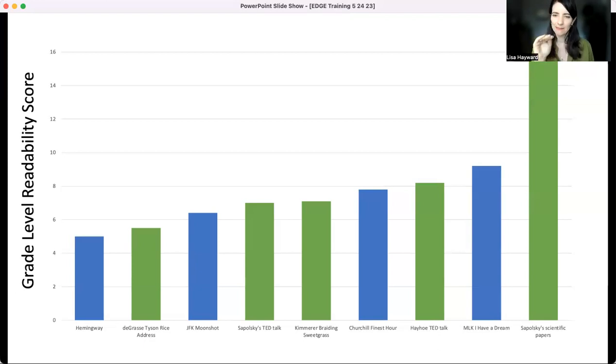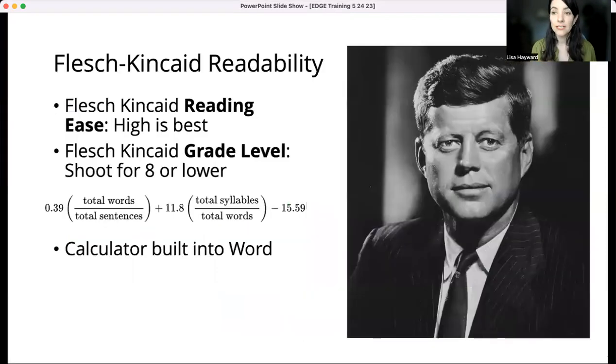So you can see these powerful orators, these talented science communicators, they're all communicating in more or less a middle school level. How do we do this ourselves? How do we get there? Well, here's a tool I find really valuable. This is the Flesch-Kincaid readability tool.